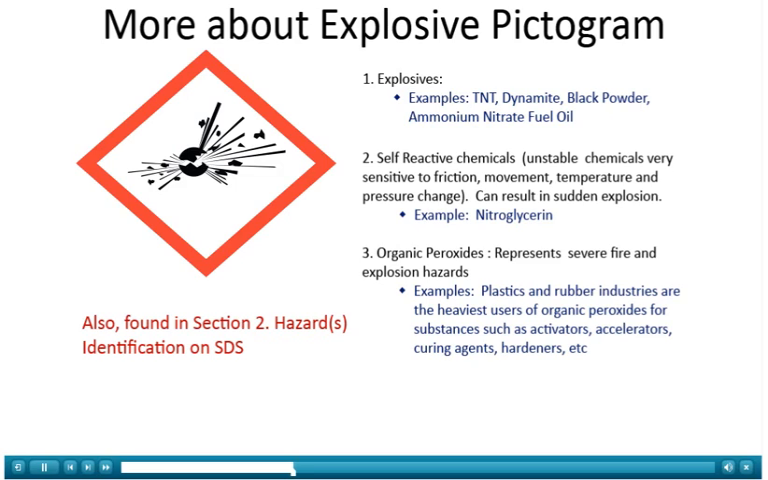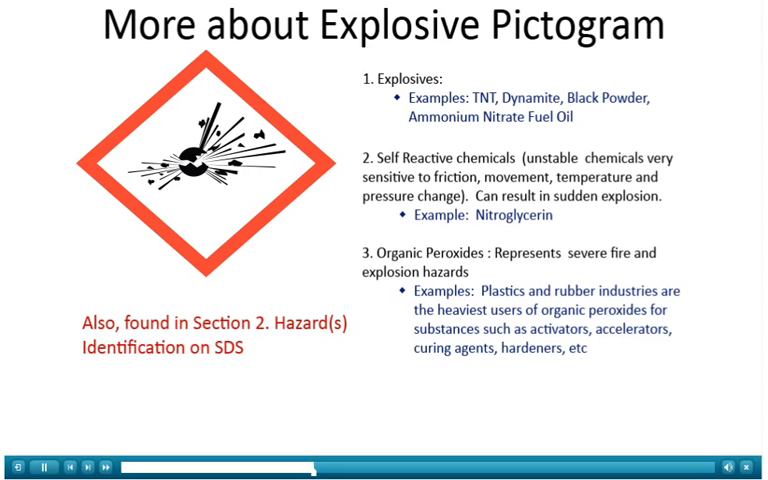Under GHS, an explosive substance, or mixture, is a solid or liquid which is in itself capable by chemical reaction of producing gas, at such a temperature and pressure and at such a speed as to cause damage to the surroundings. Subcategories under the explosive pictogram include explosives. Examples are TNT, dynamite, black powder, ammonium nitrate, fuel oil. Self-reactive chemicals. Unstable chemicals very sensitive to friction, movement, temperature and pressure change. Can result in sudden explosion.